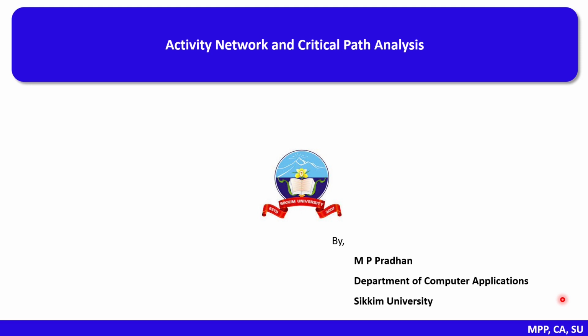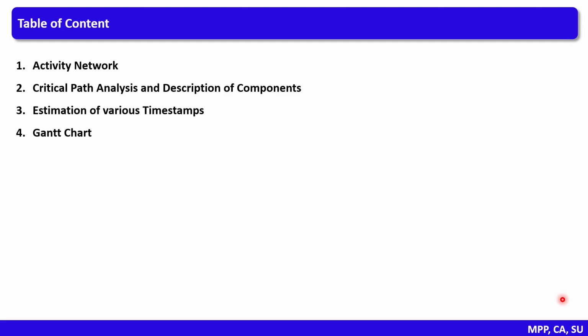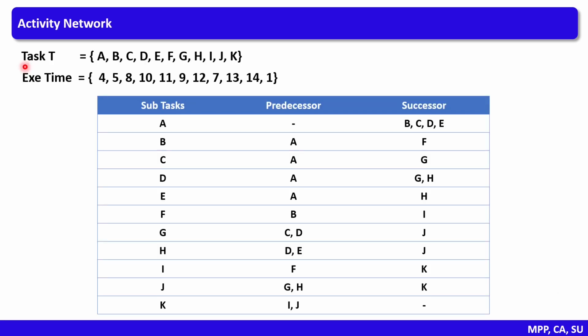In this short lecture, we will try and understand what is activity network and critical path analysis. Over the deliberations, we will try and understand what is an activity network, what is a critical path, and why its analysis is important, followed by description of its components, estimation of various timestamps, and eventually we will discuss Gantt chart and its creation.